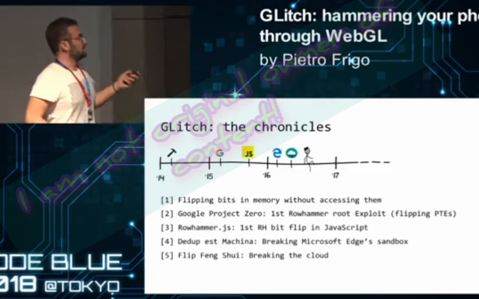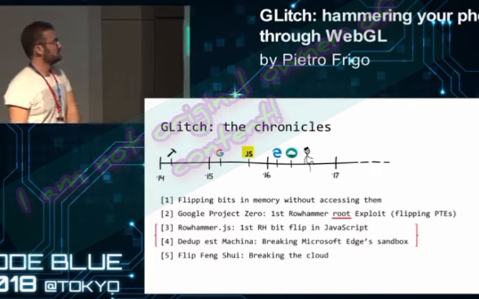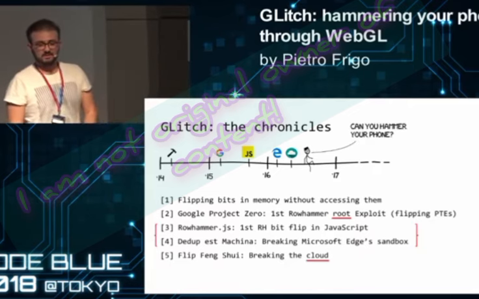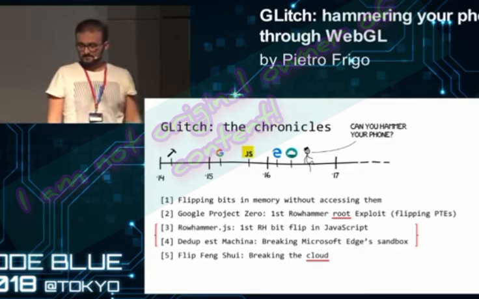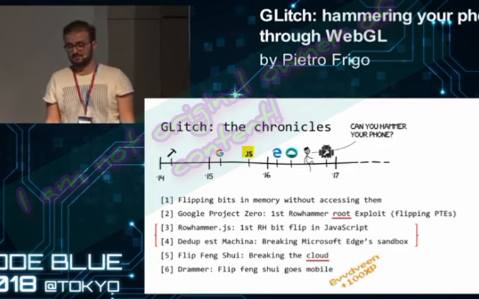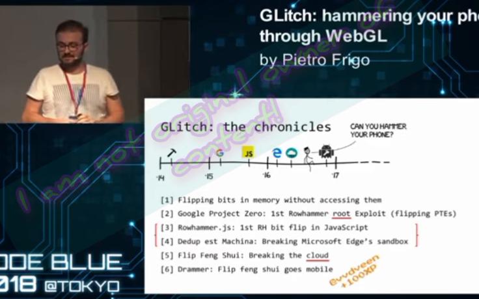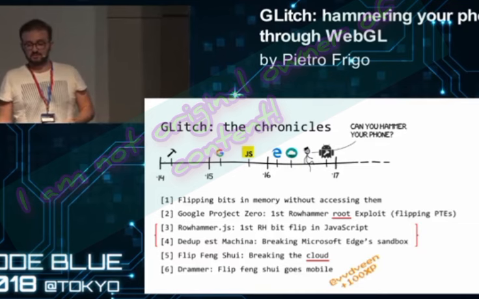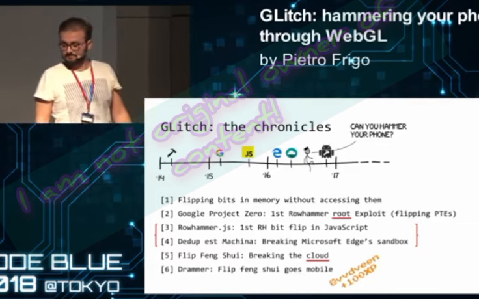So I did a bit of a recap, and I thought, okay, there is a root exploit, two JavaScript exploits, and one on the cloud. So the next step is clearly: can you trigger these bit flips on your mobile? And it turns out that somebody else had already thought about it. Victor, another guy from our group, but at that time it was not yet my group, so I was not aware of this, was working on an exploit that could root Android phones using bit flips.